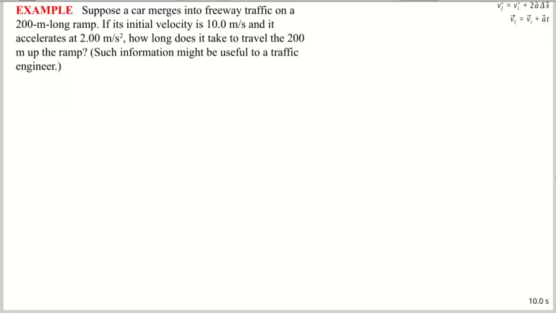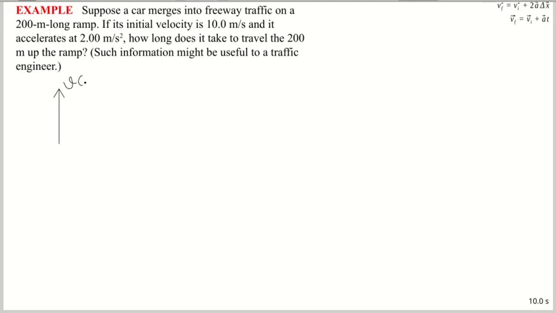Suppose a car merges into freeway traffic on a 200-meter long ramp. If its initial velocity is 10 meters per second and it accelerates at 2 meters per second squared, how long does it take to travel the 200 meters up the ramp? So let's start with initial velocity.